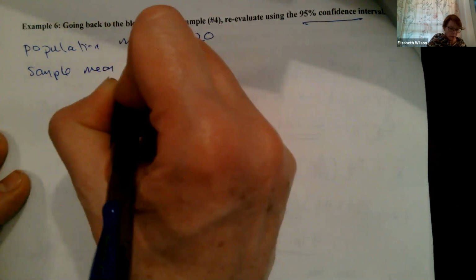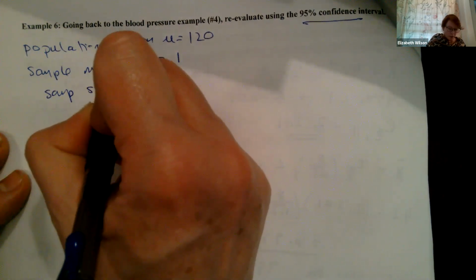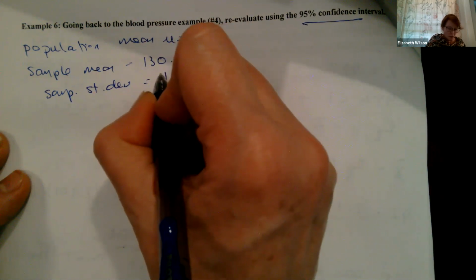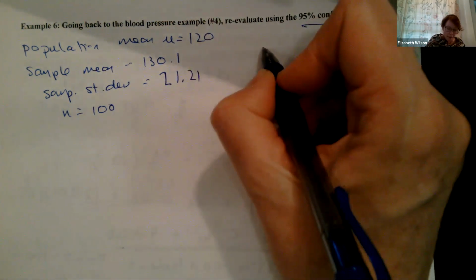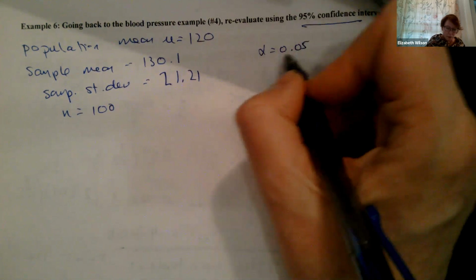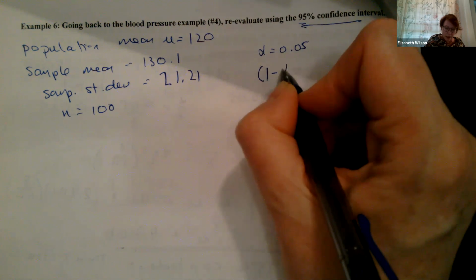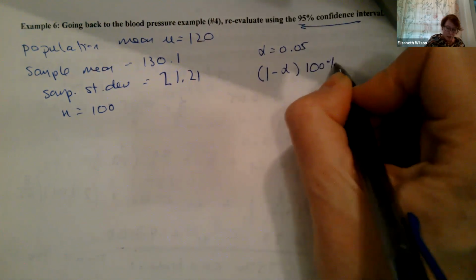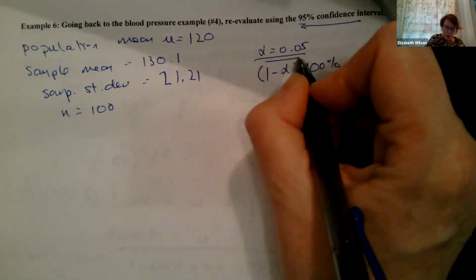So the population mean, we said our mu, this is from our hypothesis, was 120 milligrams of mercury. But what we had was our sample mean, which is 130.1, and we had our sample standard deviation, which was equal to 21.21, and we had n equals 100. I'm just reiterating the data that we had before. And we had an alpha of 0.05, which is from our 95% confidence, 1 minus alpha times 100% gives us 95%. So that gives us an alpha of 0.05.